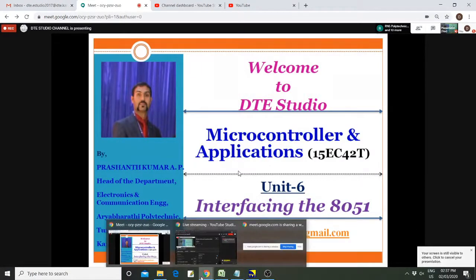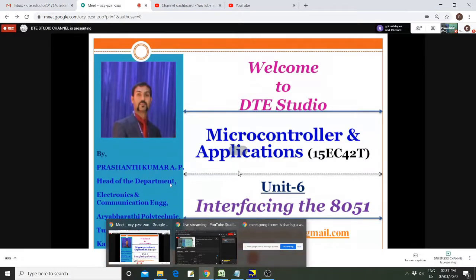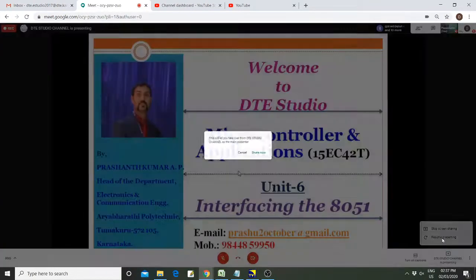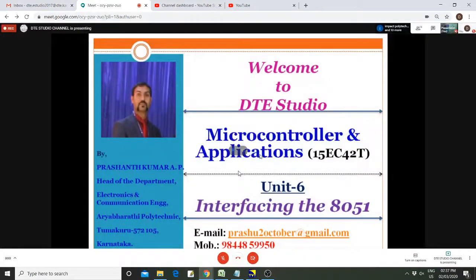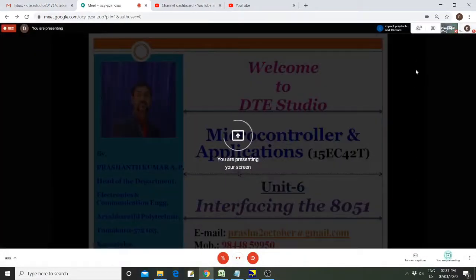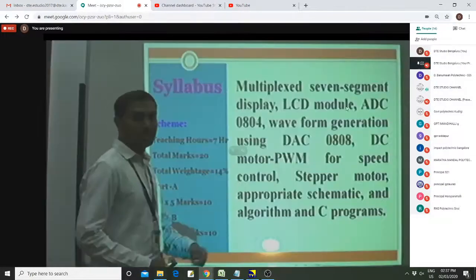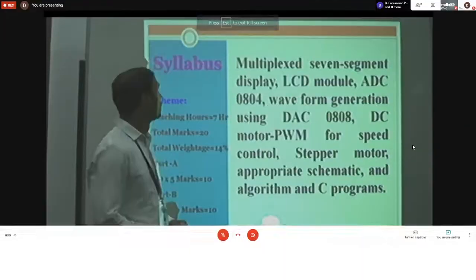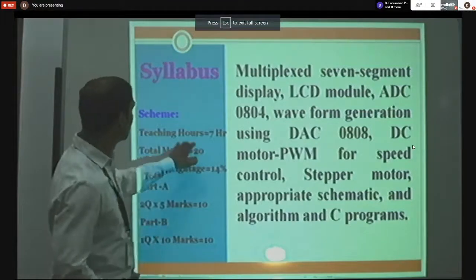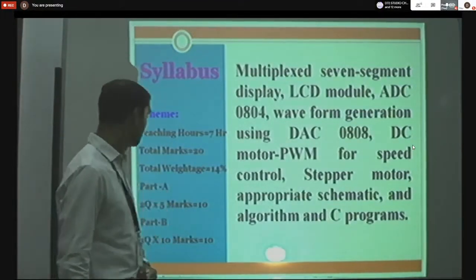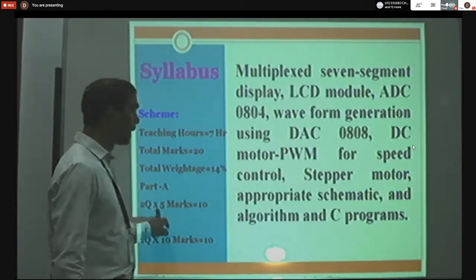In this session, we have entered the last unit. That means unit number 6 of the Microcontroller and Applications subject, and the unit name is Interfacing the 8051. This is the contents of this last unit. Basically it's 7 hours of teaching, and you can expect 20 marks from this chapter.